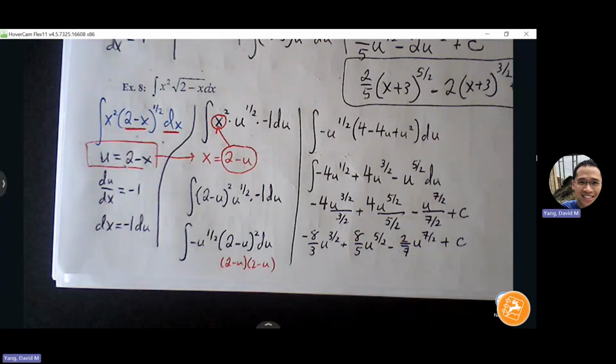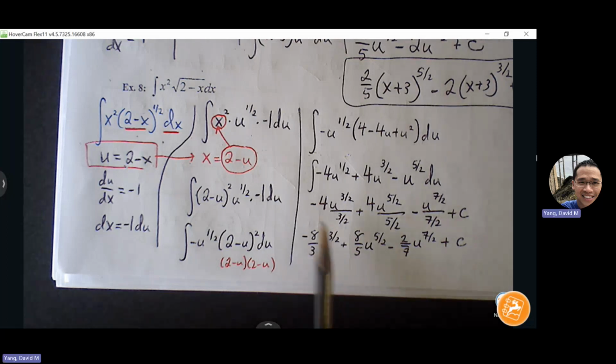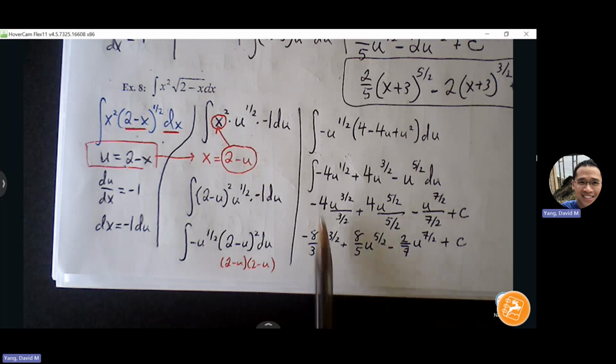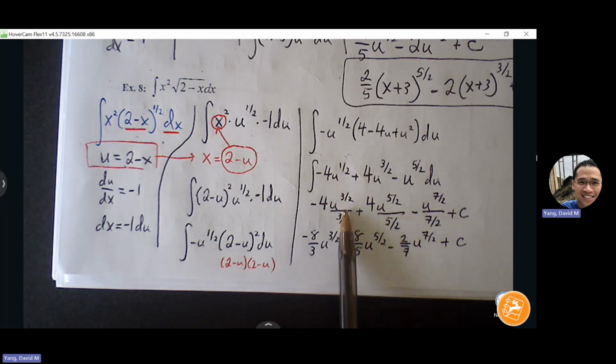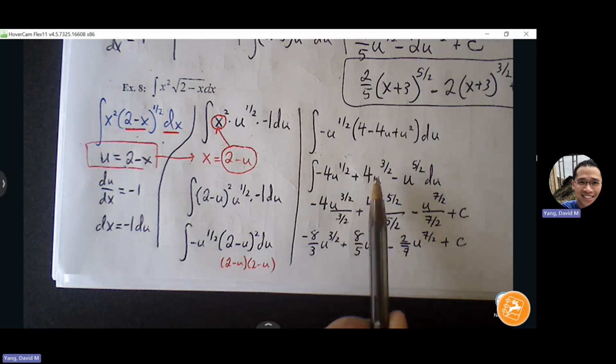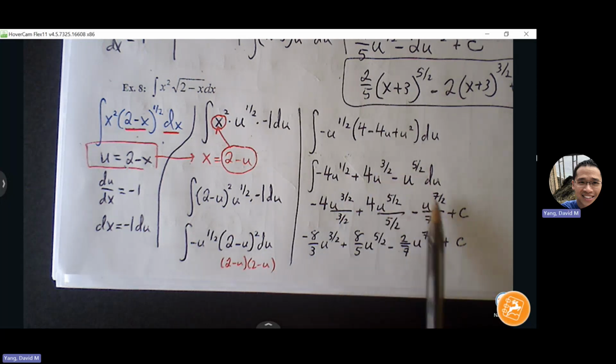Okay, we took the antiderivative. We basically have our answer, but is there anything else that needs to be done? Okay, sorry, question: you changed the 1/2 to 3/2? Yeah, because we're doing power rule, right? So we add 1 to the exponent. 1/2 plus 1 is 3/2. And same thing, 3/2 becomes 5/2, 5/2 becomes 7/2.